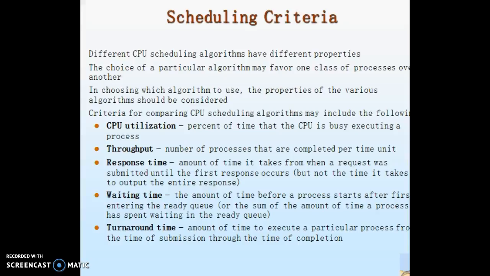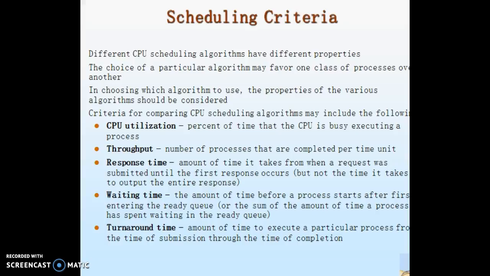First one is CPU utilization. It is the percentage of time that the CPU is busy executing processes. Second one is throughput. Throughput is the number of processes that are completed per time unit. Third one is response time. Response time is the amount of time it takes from when a request was submitted until the first response occurs.